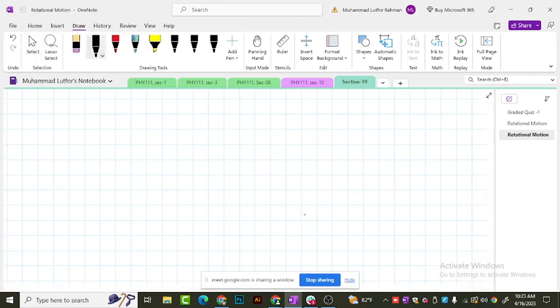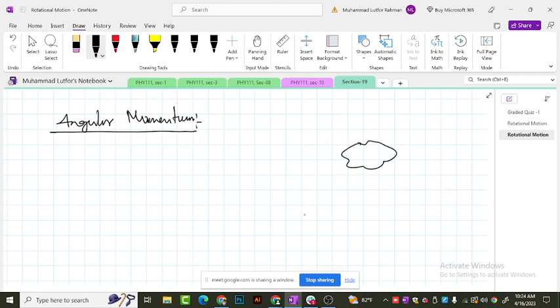Alright, let's talk about angular momentum. We talked about linear momentum. Now angular momentum. Let's say you have an object of any arbitrary shape, which is rotating about this axis at an angular velocity omega.